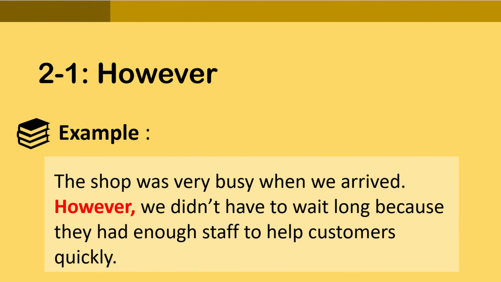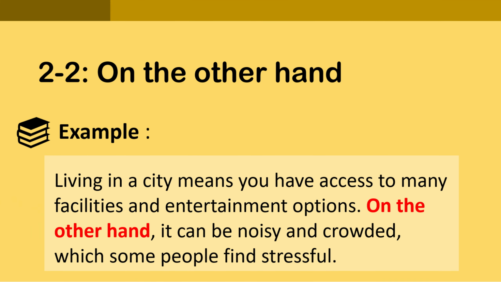1. However. Example. The shop was very busy when we arrived. However, we didn't have to wait long because they had enough staff to help customers quickly. 2. On the other hand. Example. Living in a city means you have access to many facilities and entertainment options. On the other hand, it can be noisy and crowded, which some people find stressful.